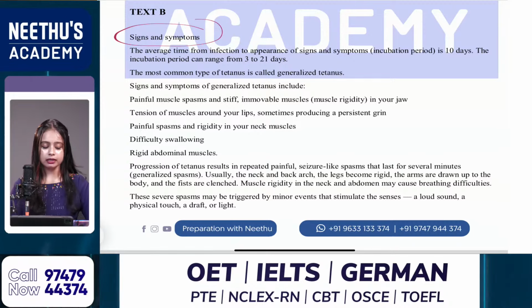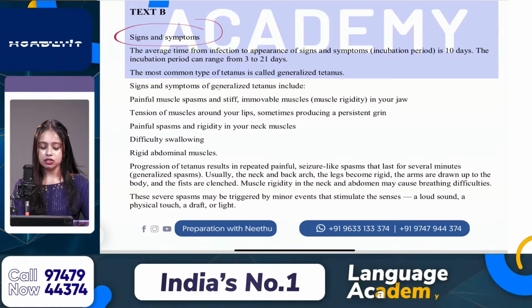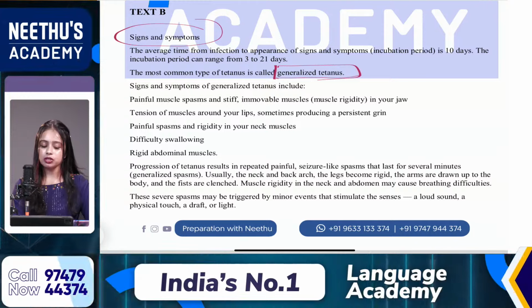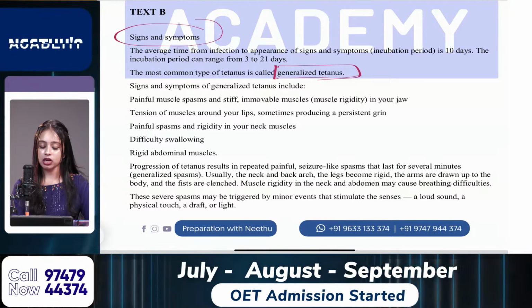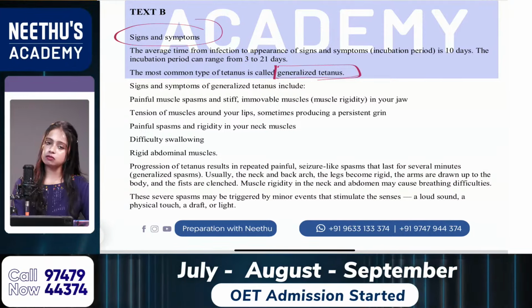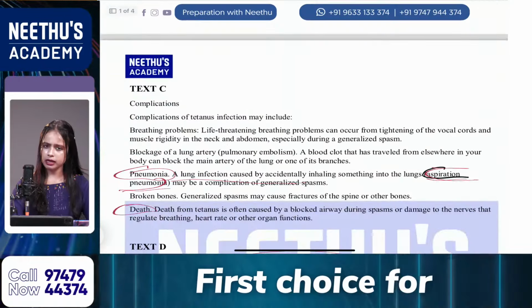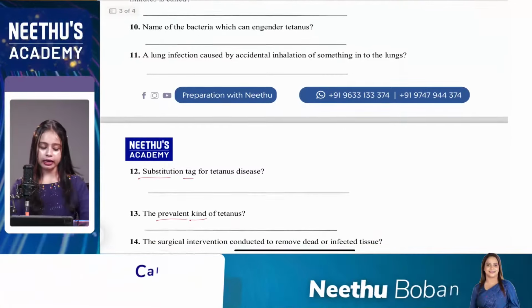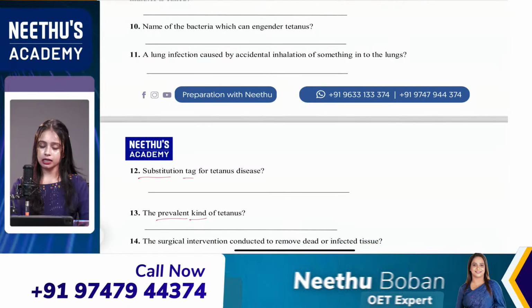Okay, very good, Reba. It is generalized tetanus. So the answer should be generalized tetanus. See, the most common type of tetanus is called generalized tetanus. Very good. Direct answer, right? So all of you got the correct answer. Very good. It is generalized tetanus.